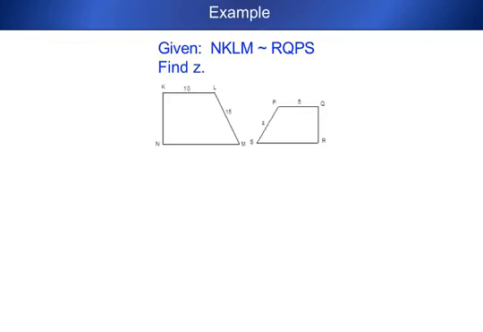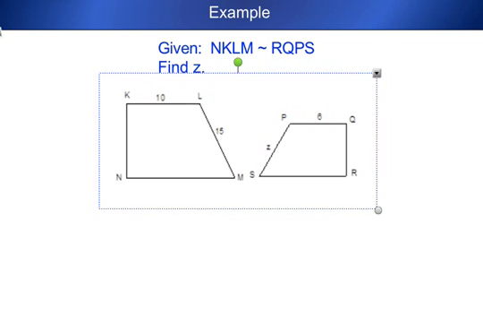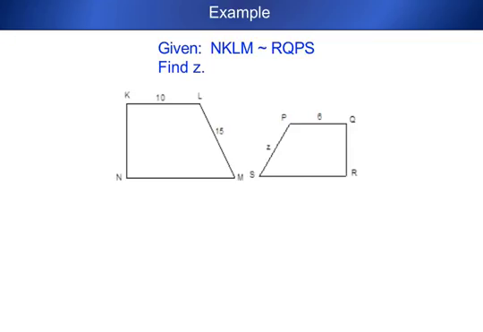Now, we can use the fact that polygons are similar to solve for missing values. It's a little hard to read these numbers, so I'm going to write them a little better. The top one there is 10. This is 15. This is a variable I don't know. And then the top one over here, PQ, is 6. So I'm told that these polygons are similar, so I'm going to write a proportion and solve for z.